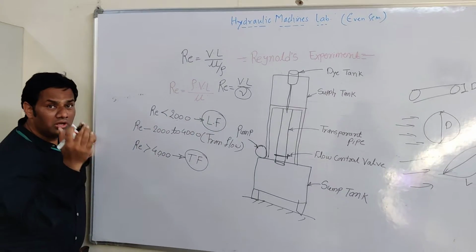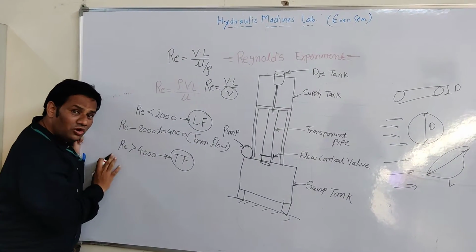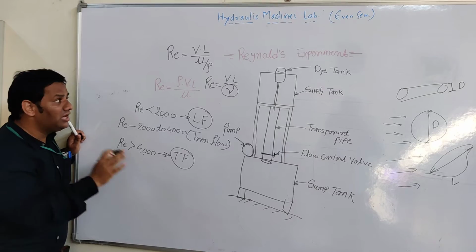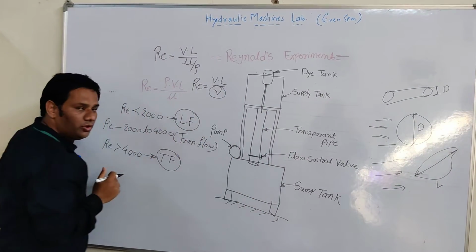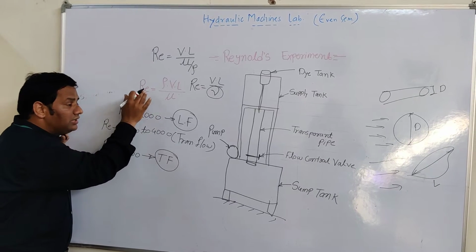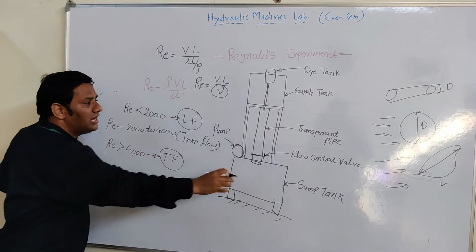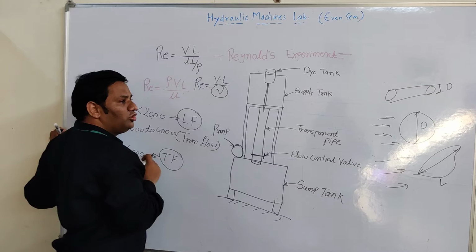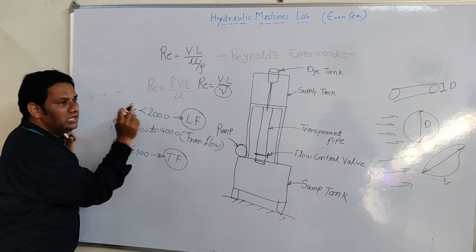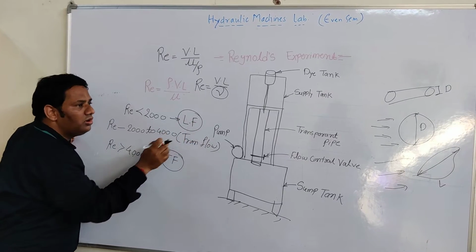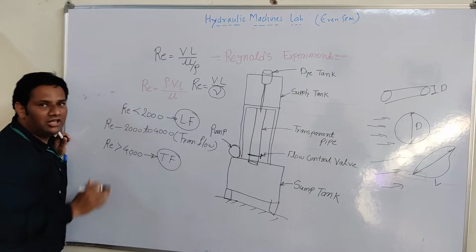So this Reynolds number we can calculate with the help of this derived formula or with the help of this experimental setup. This calculated Reynolds number is equal to the experimental Reynolds number, and then we can correlate the values with transition flow, laminar flow and turbulent flow.